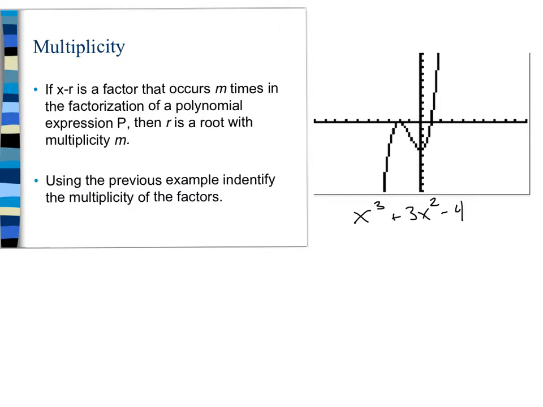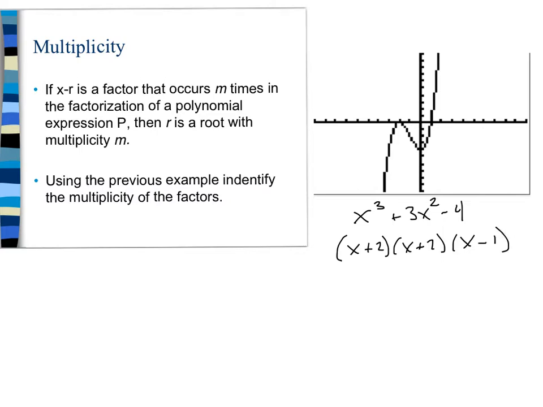Let's look at the definition first. If x minus r is a factor that occurs m times in the factorization of a polynomial expression p, then r is a root with multiplicity m. So m represents the times that we see the factor. So in this example, when we factored, we got x plus 2, x plus 2, x minus 1. Okay? And this is in the previous video.